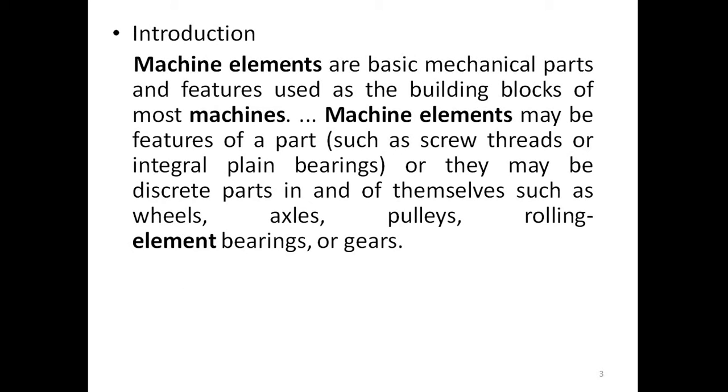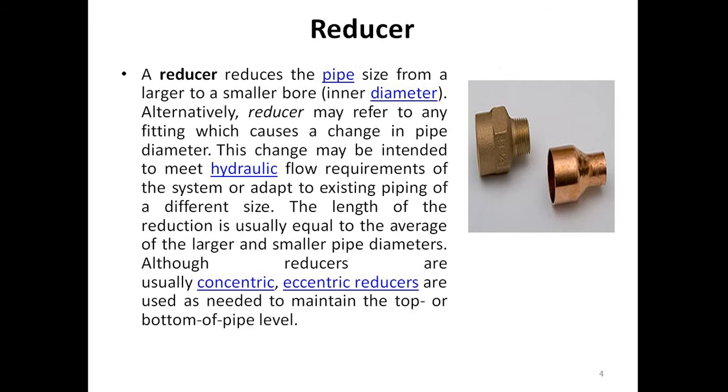Machine elements are basic mechanical parts and features used as the building block of most features of a part, such as screw threads or integral plane bearings, or they may be discrete parts in and of themselves, such as wheels, axles, pulleys, rolling elements like bearing or gears.